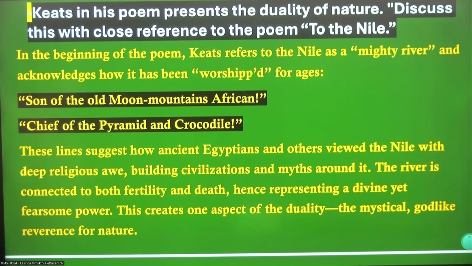The other part is River Nile is taken as a life giver. In the first part, we are explaining how the poet has taken River Nile as the god. So the moon mountains and African are taken as parents. River Nile is taken as the son. And if you take pyramids and crocodiles, crocodiles are very common when it comes to River Nile. Even today, if you refer to River Nile, you can find so many crocodiles of different types. So River Nile is known to be the chief of them as well.